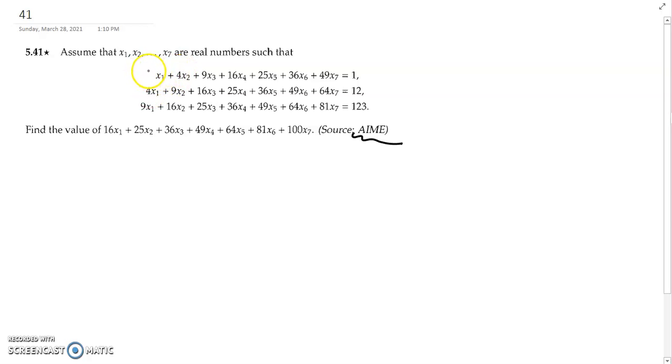Let me stop for right now, since I have limited recording time, so let's do a new recording for this problem.